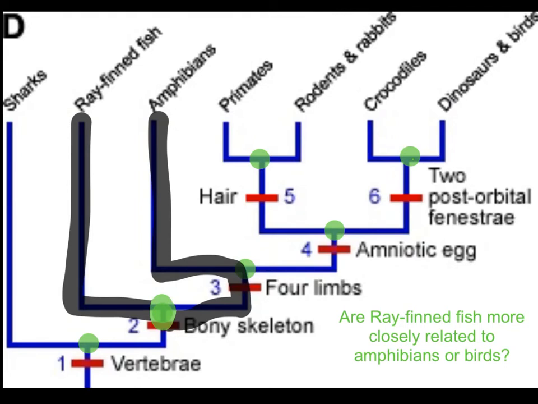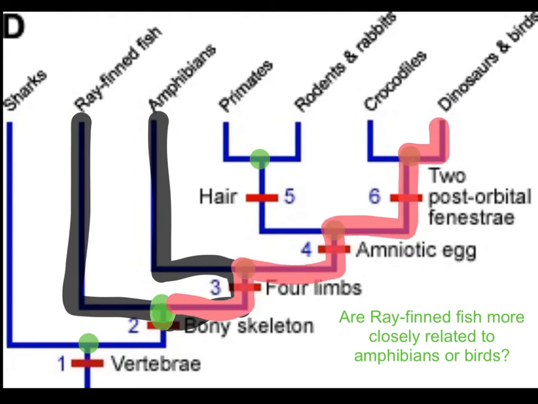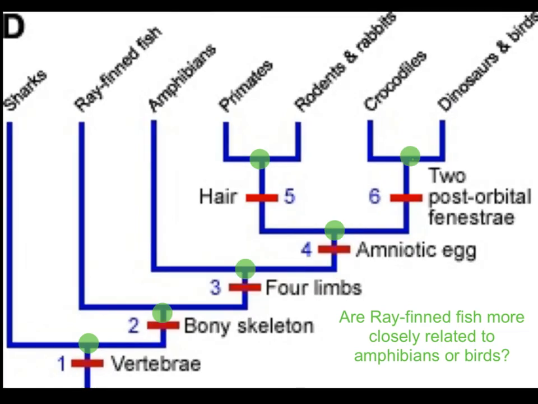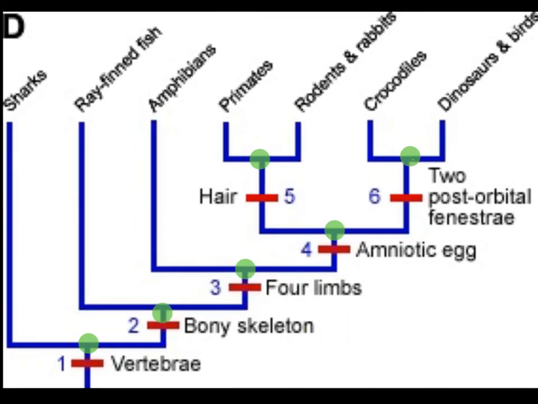Now let's trace back birds and see how they're related. So we see that birds also share the same common ancestor as ray-finned fish and amphibians. What this means is that ray-finned fish are equally related to both amphibians and birds. Let's look at one last question.